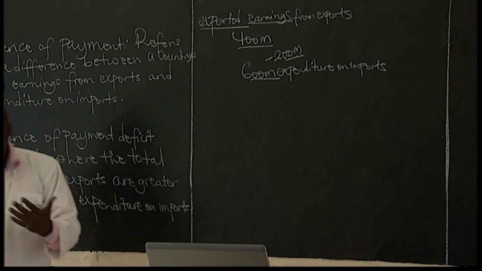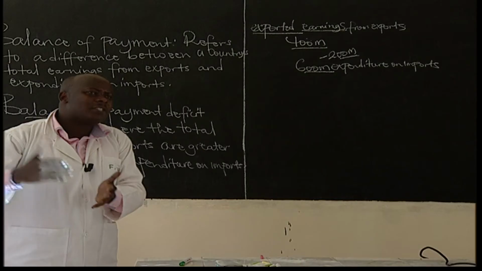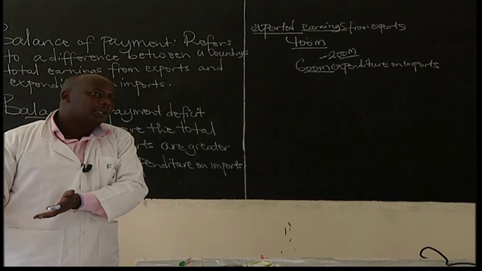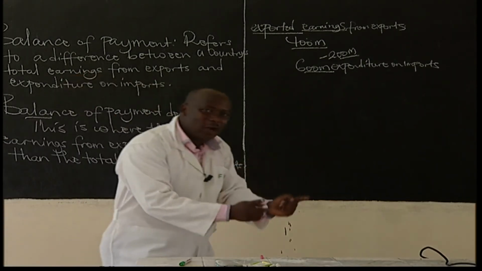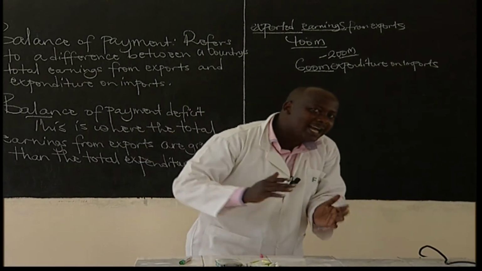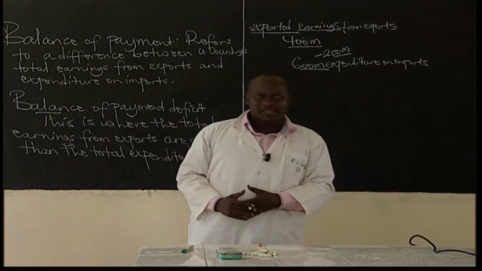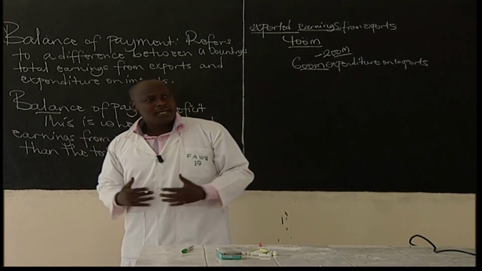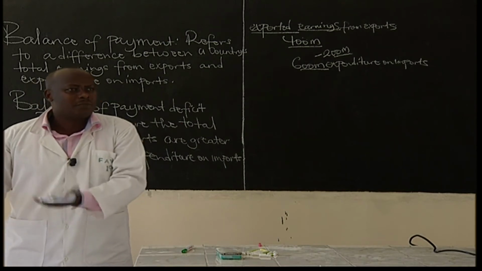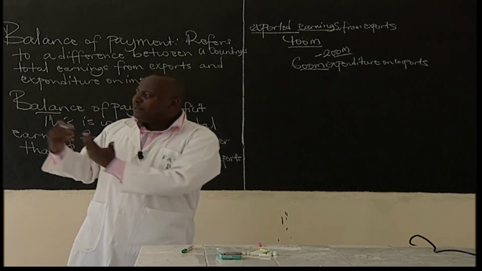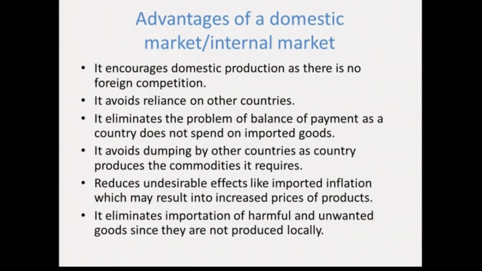Now, what brings a BOP deficit? It's because a country spends on importation, that is, when a country is trading with other countries. But with an internal market, a country does not import. It does not buy. If a country doesn't buy from other countries, it will not spend on imported products. This reduces expenditure and eliminates what we call the problem of balance of payment.